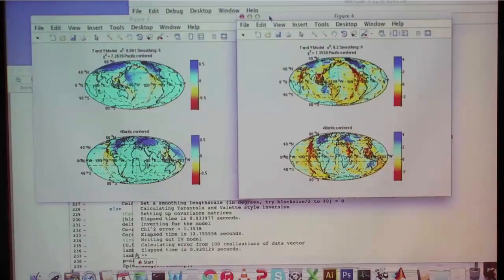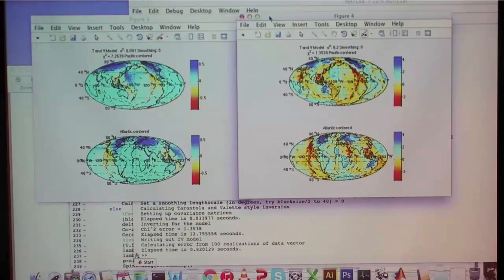And so if there is sufficient data to tell you there must be deviations from the reference structure, it will put those in. And you see also that the variations themselves are much higher because you damp less, okay?